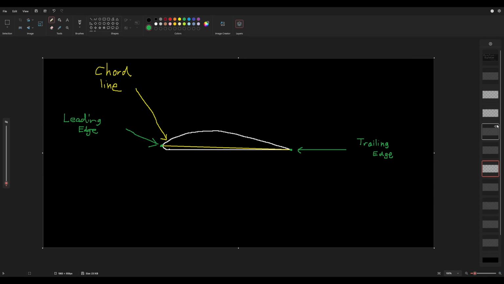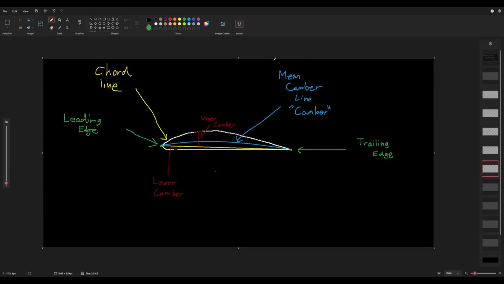One example of the use of the chord line as a reference is going to be to reference something called camber. So camber is the distance between the chord line and the surfaces of an airfoil. It's split into 2 categories, upper camber and lower camber. Upper camber is the distance from the chord line to the upper surface of the airfoil, and lower camber is going to be the distance between the chord line and the lower surface of the airfoil. Another term that's related to camber is called the mean camber line.